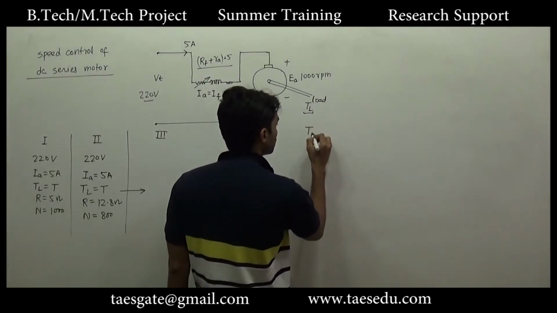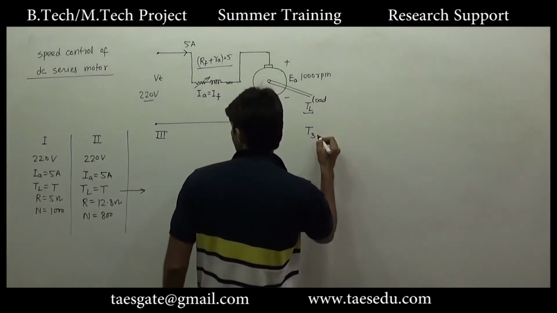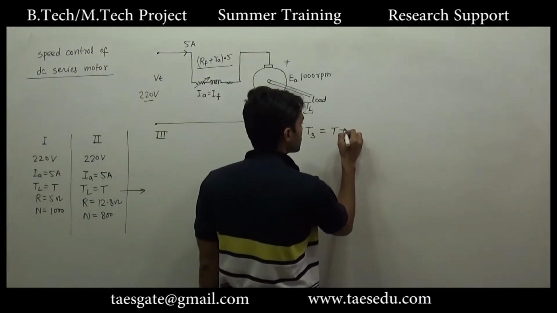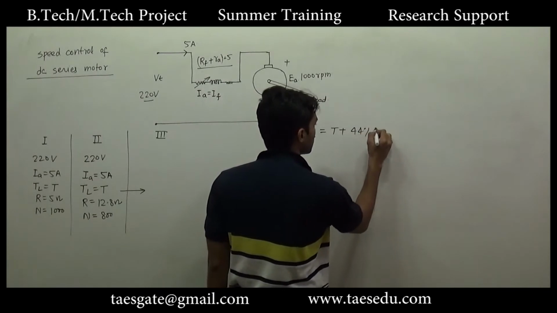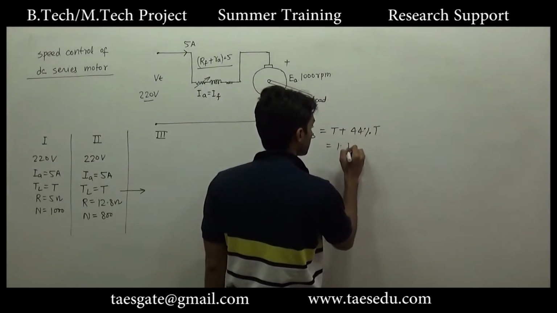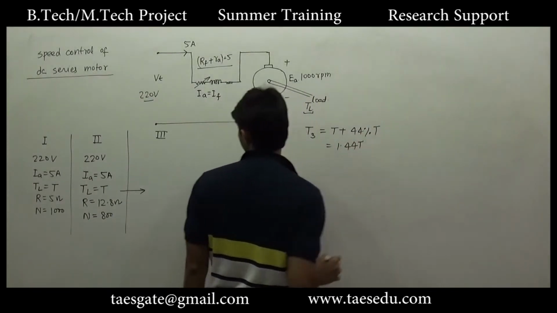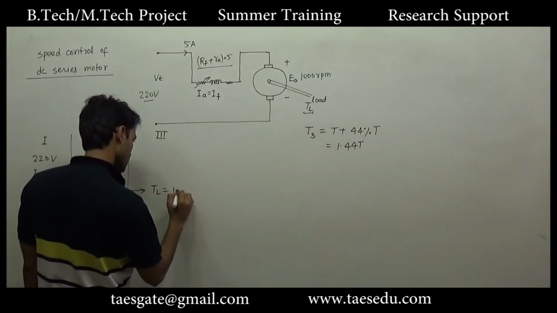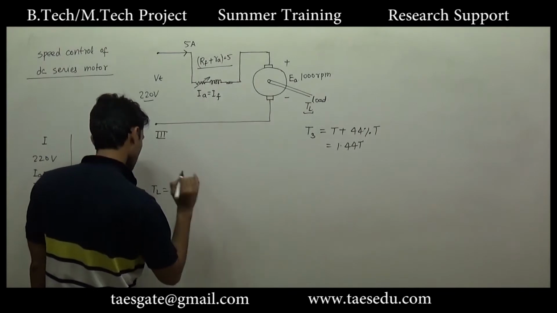Then what will be the new torque? It is third case, so I will represent it by T3. T plus 44% of T. So this will be 1.44 T. So load torque here is 1.44 T.